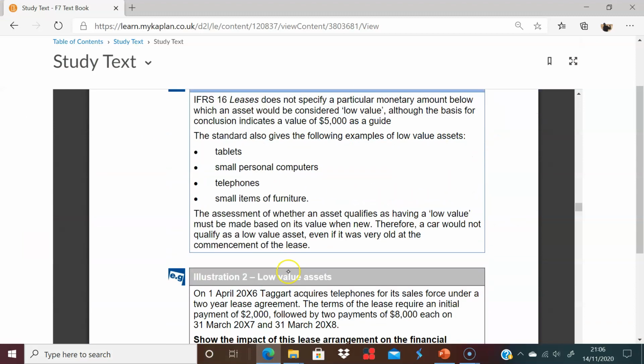So they give you some examples: tablets, small personal computers, telephones, small items of furniture. And cars, no, because even though a car might have a low value after you've used it for a long time, when it was new, it wasn't of low value. So we're talking about things that even when they're new, have low value. These things are definitely less than 5 grand, so you can just recognize them as expenses.